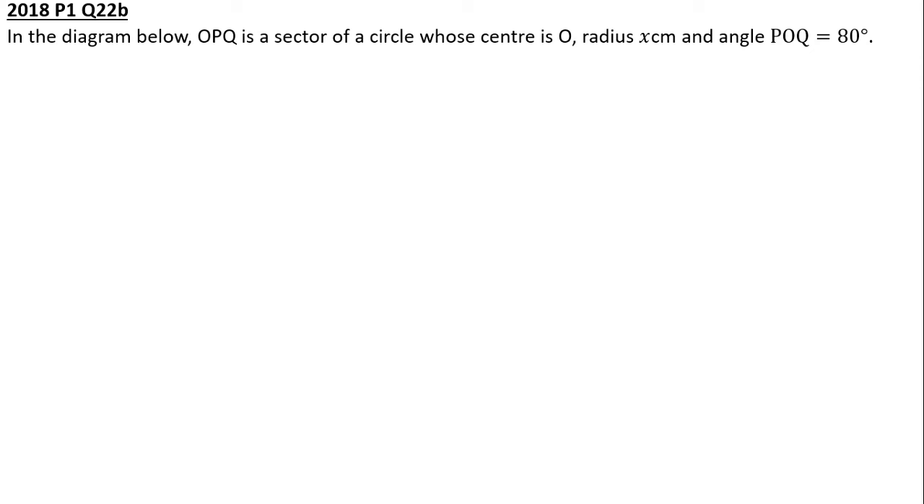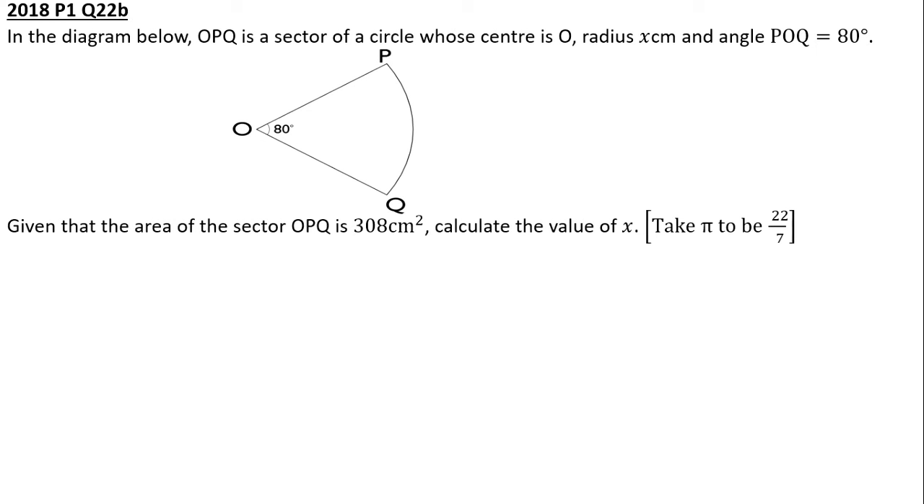2018. In the diagram below, OPQ is a sector of a circle whose center is O, radius x centimeters, and angle POQ equal to 80 degrees, like that. Given that the area of the sector OPQ is 308 square centimeters, calculate the value of x. Take pi to be 22 over 7. Now, when you look at this question, the area of the sector has already been given, which is our 308 square centimeters.